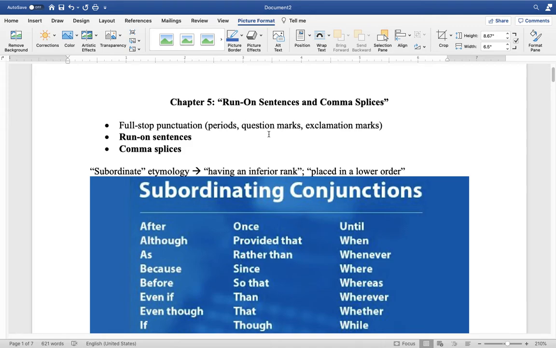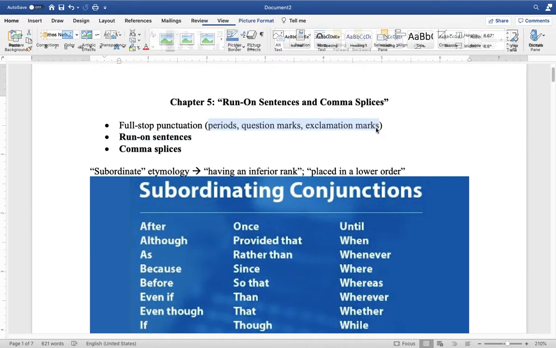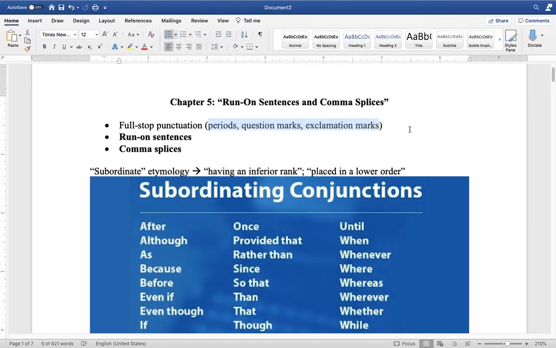It briefly does talk about full stop punctuation, which I think is important to note, mostly because it does tell you the full stop punctuation between sentences are periods, question marks, and exclamation marks. And I just wanted to use that as an opportunity to say that really the only type of full stop punctuation you want to be using are periods. The only time we really want to be using question marks or exclamation marks are if you're quoting from another source and the source has an exclamation mark or a question mark in it.